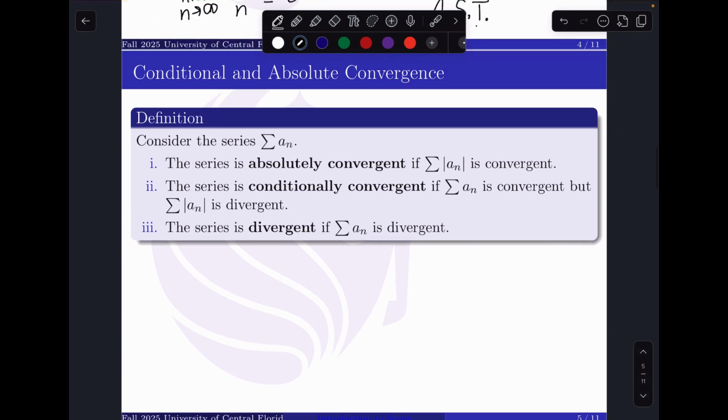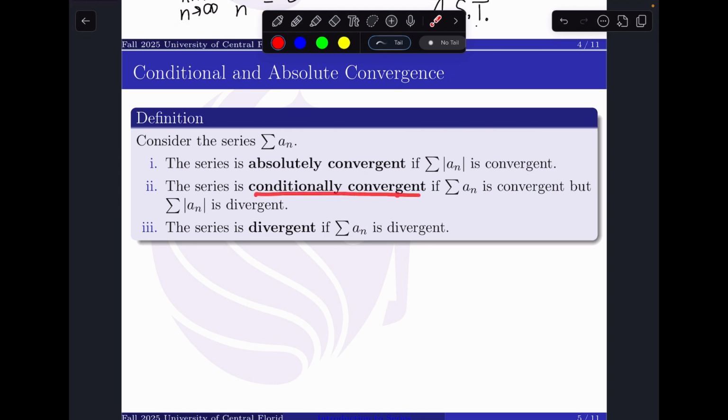All right, so let's talk about conditional and absolute convergence. So we've had before that a series is convergent or a series is divergent. Well, we're going to break convergence up into two different types of convergence. So we have absolutely convergent, which means not only does the series converge, but if I take the absolute value of all of the terms and I add those up, that series even converges. So essentially the series converges regardless of the sign of the terms that I'm adding up, right?